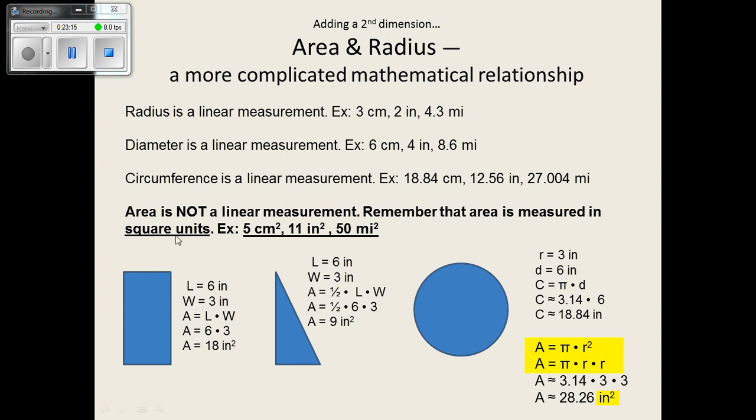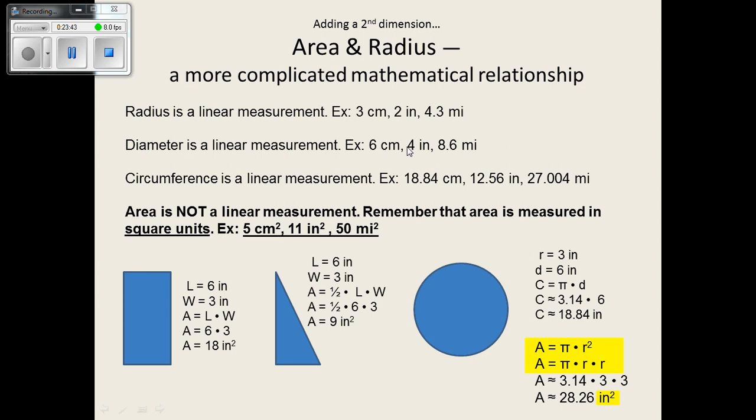So here we have radius. Radius is a linear measurement. It means it's a straight line, and we just measure, just like measuring how tall you are. We don't measure how wide you are, just how tall you are, just one dimension up. So radius is one straight line linear measurement. An example, 3 centimeters, 2 inches, 4 and 3/10 miles. Diameter, also just a straight line, a linear measurement.